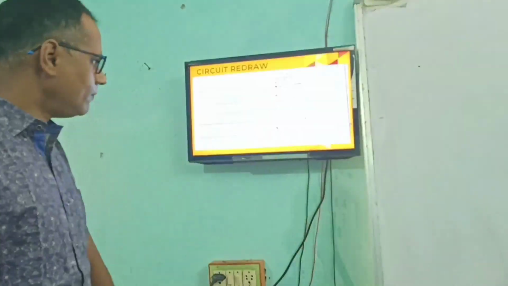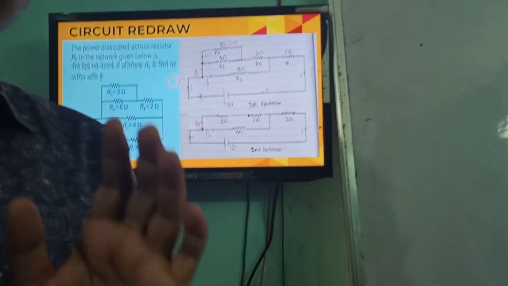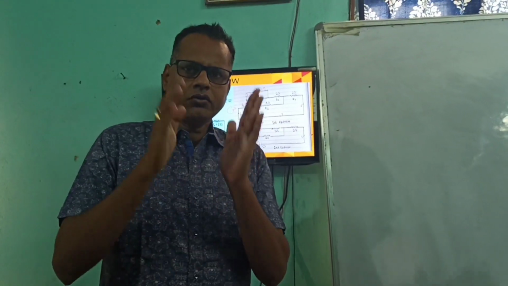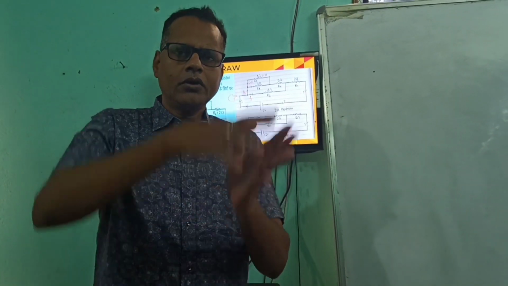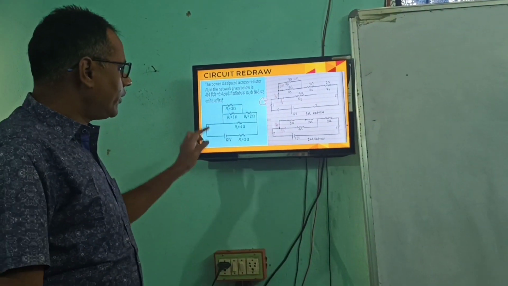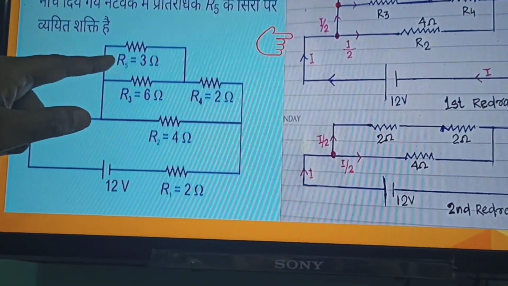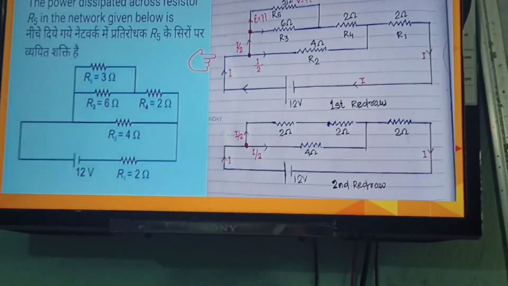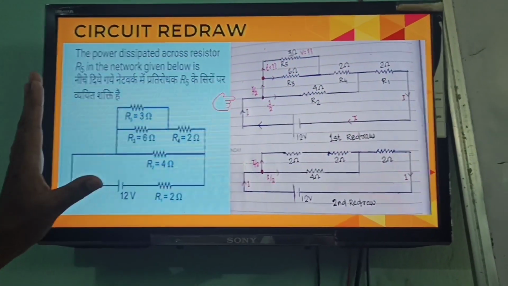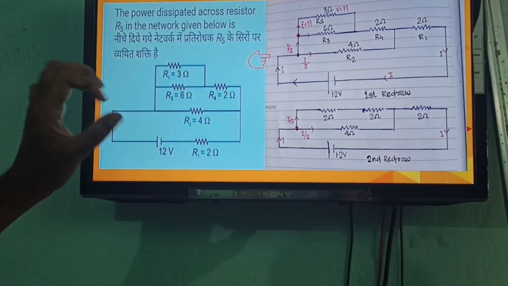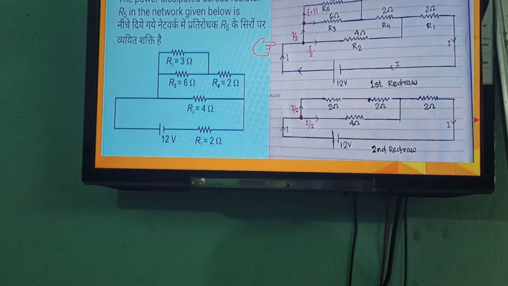Coming to the next slide, this is the question. I want to tell you how to solve this problem. The technique is that when you are going to solve the problem, you first calculate the equivalent resistance, starting from the top of the problem. Then, as the question demands, what is the power dissipated in the resistor R5 of 3 ohm? If you look at this diagram, you have to calculate what current is flowing across the resistor, or what the voltage drop across this resistor is.